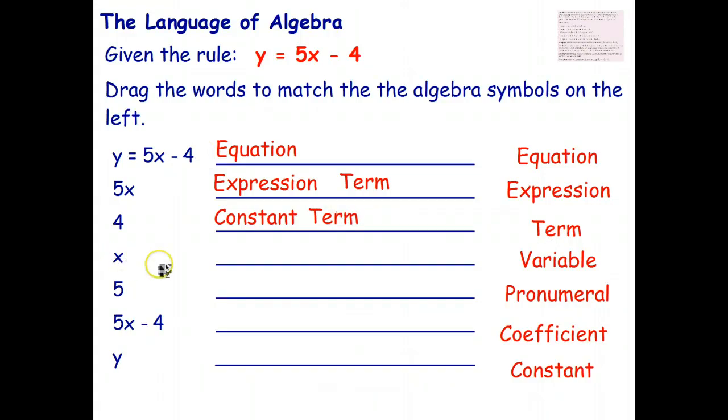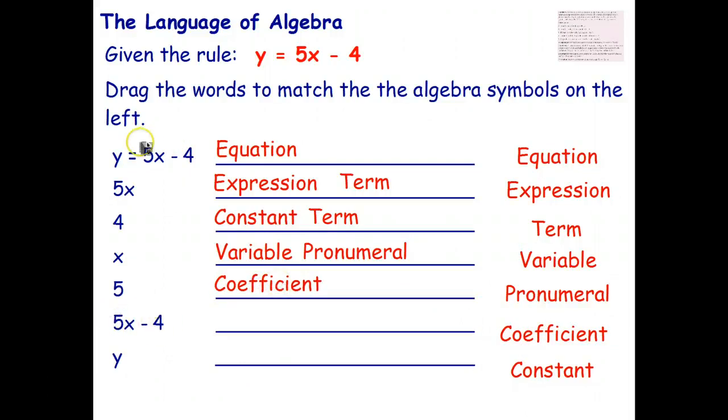The letter x, best name for that is a variable, and we can also call it a pronumeral. It's not a term because the term has to be the whole thing that's added and subtracted. So the term would be 5x. So 5x isn't a term. It's not a coefficient because it's not a number, and it's certainly not a constant. Okay, well, the 5, it's not a constant in this case because constants are added and subtracted. So 5 is multiplied by the x, so 5 is the coefficient.